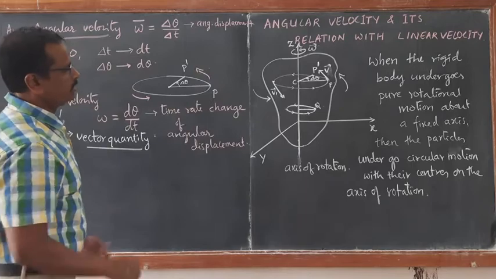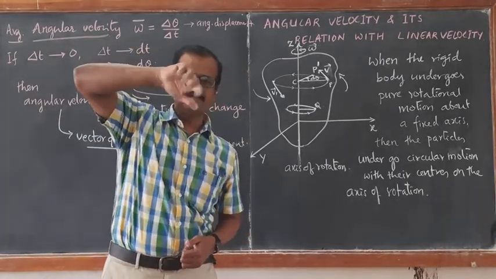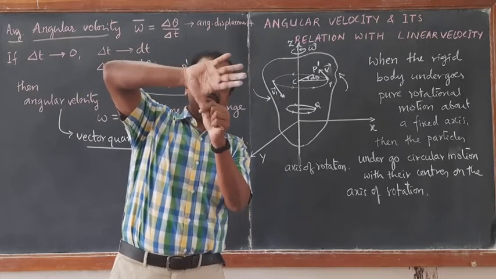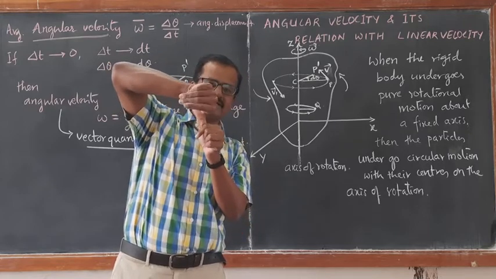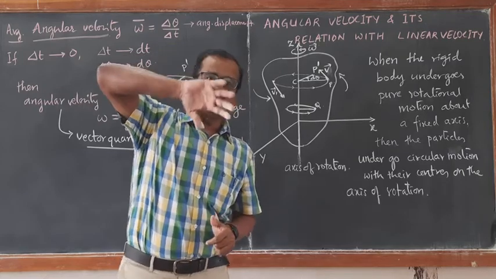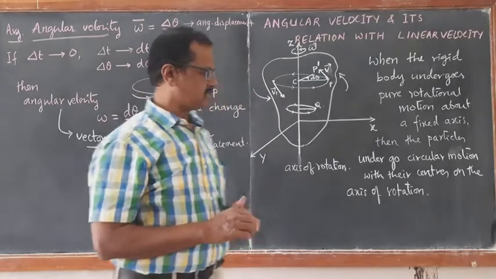So if on the other hand the rigid body rotates in the clockwise sense, see the curling of my fingers. Then the thumb points vertically downwards. This gives you the direction of angular velocity when the rigid body turns in the clockwise sense.